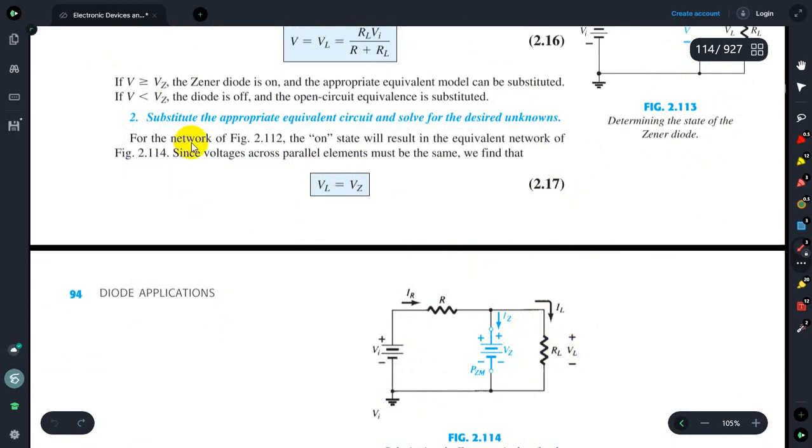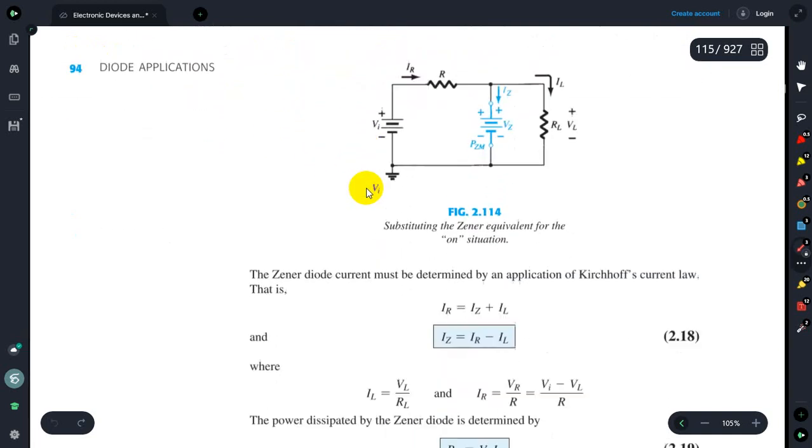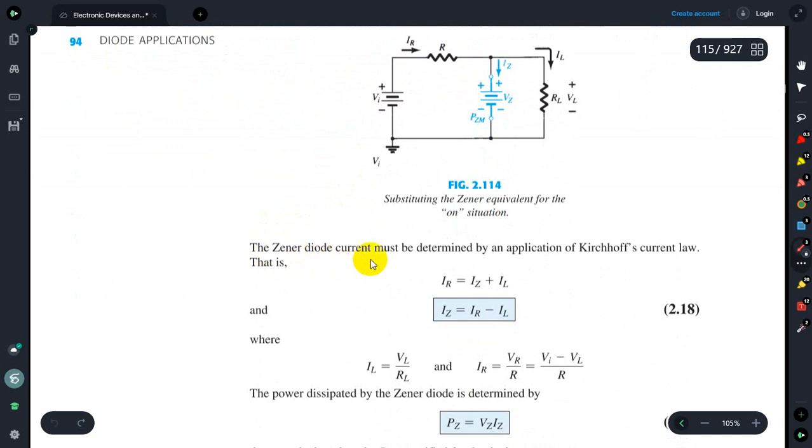So the load voltage VL equals the zener voltage Vz. The zener diode current must be determined by an application of Kirchhoff's current law. Look over here, IR is the total current in the circuit, so IR equals IZ plus IL, the current through the zener diode and the current through the load. So how much current through the zener diode? IZ equals the total current IR minus the load current IL.